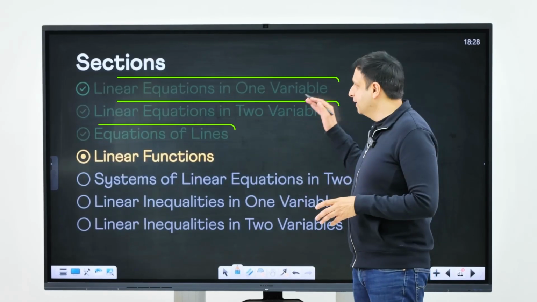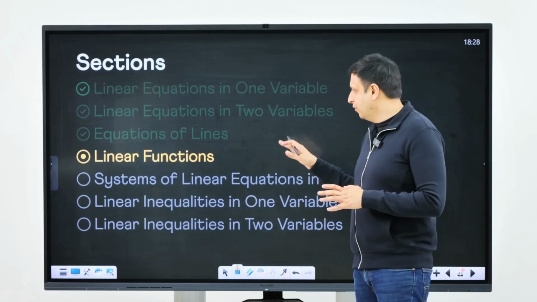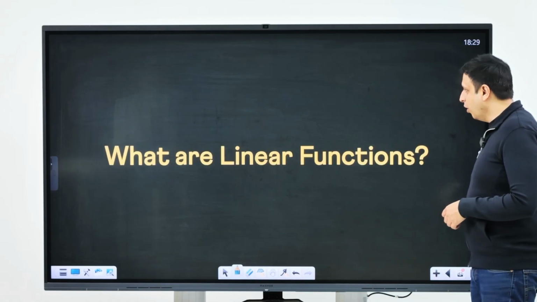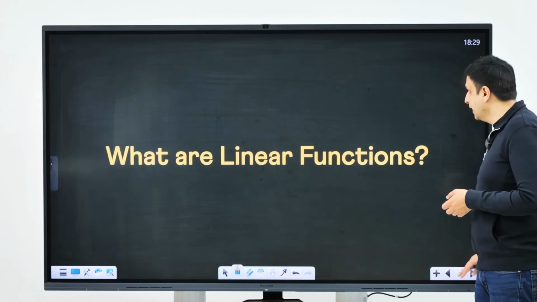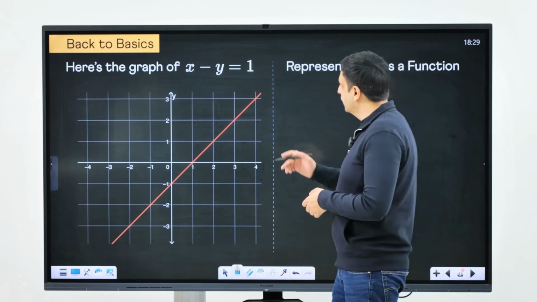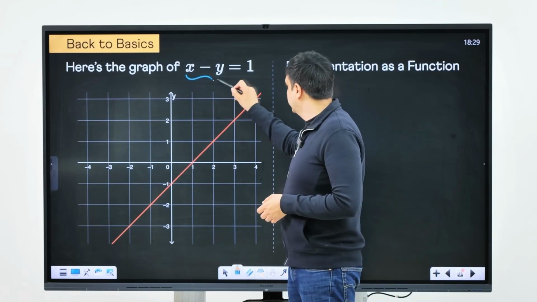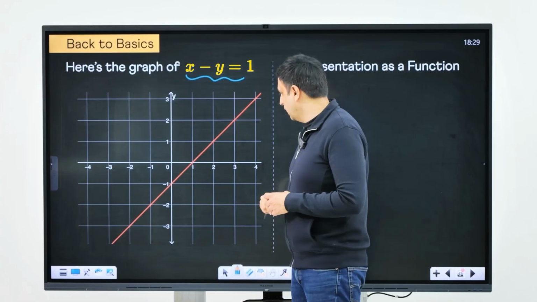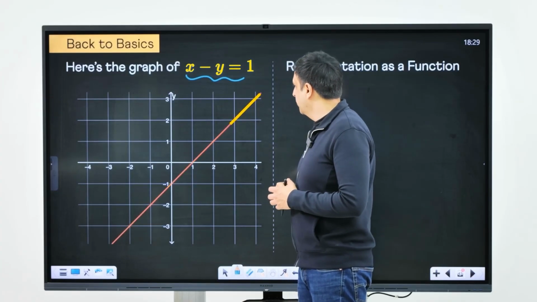Alright, we have now completed 3 of the 7 sections and we will now do section 4, which is linear functions. So what are linear functions? Well, let's think of this linear equation in 2 variables, x minus y equal to 1, which has this graph, this straight line plotted over here.